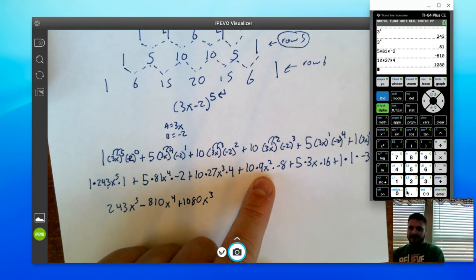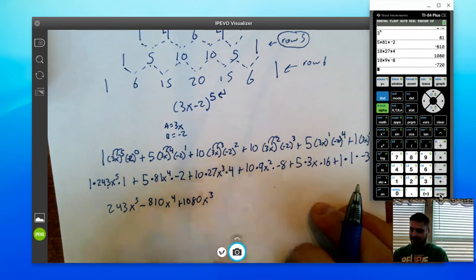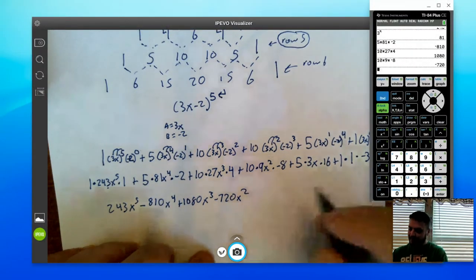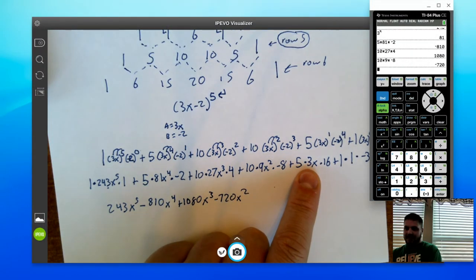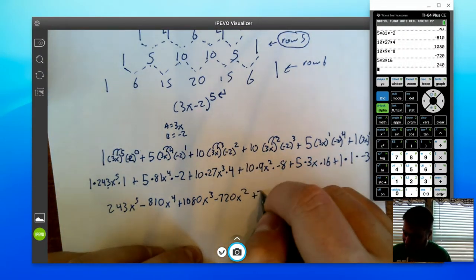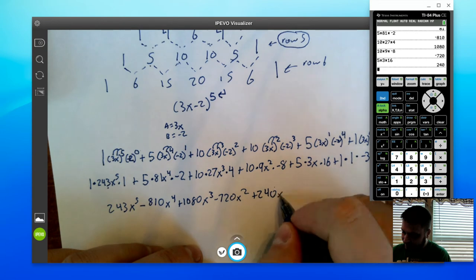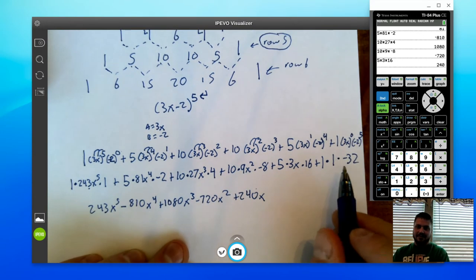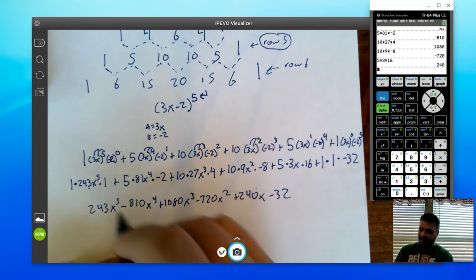In this term here, I've got 10 times 9 times negative 8, which is minus 720, and they are x squareds. Here I've got 5 times 3 times 16, which is plus 240, those are x's. 1 times negative 32 is minus 32, and that's done.